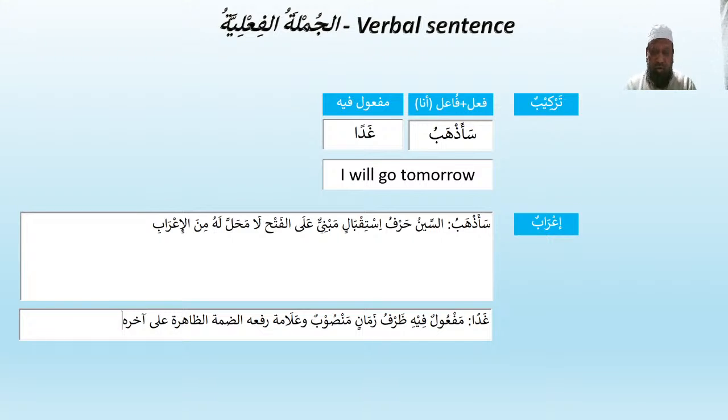غدا مفعول فيه ظرف زمان منصوب وعلامة نصبه الفتحة الظاهرة على آخره.